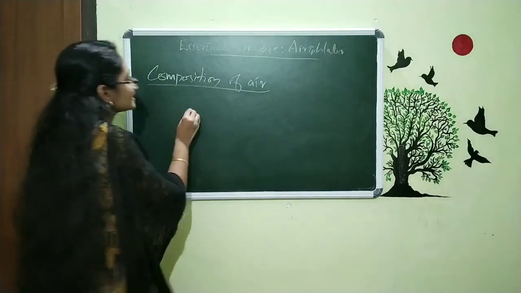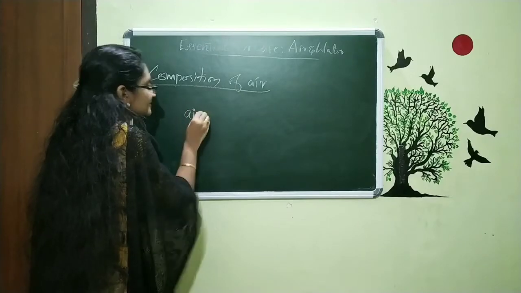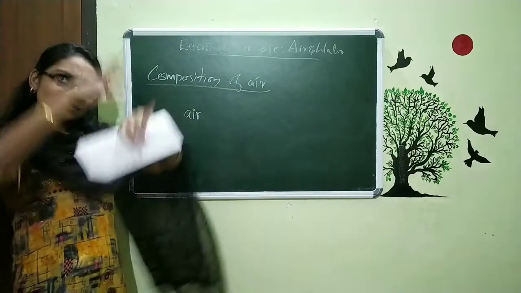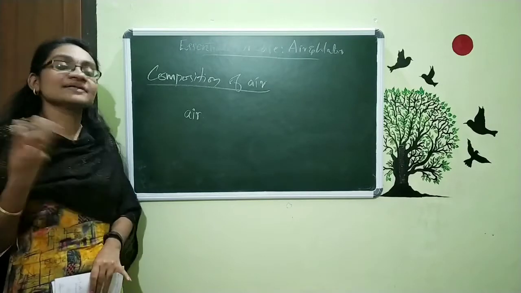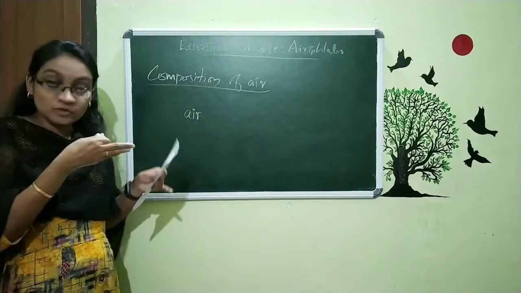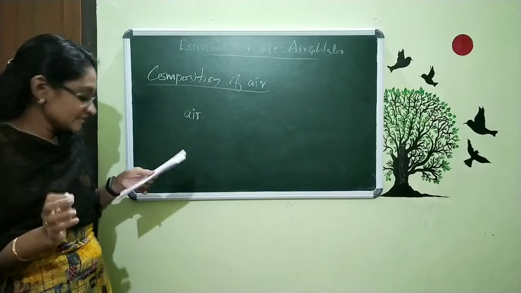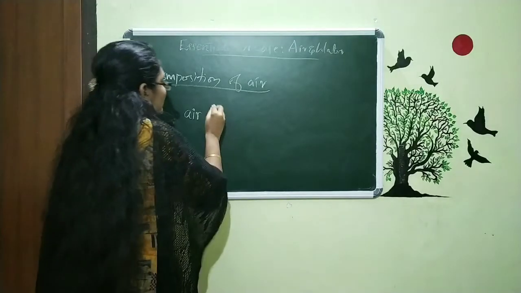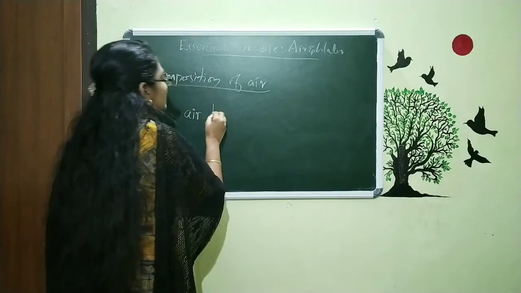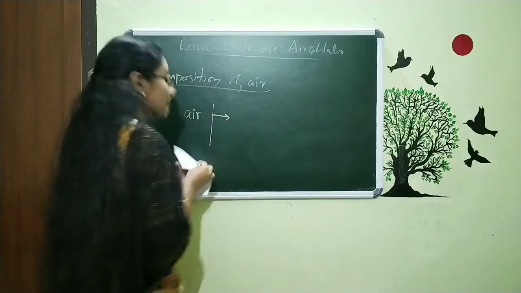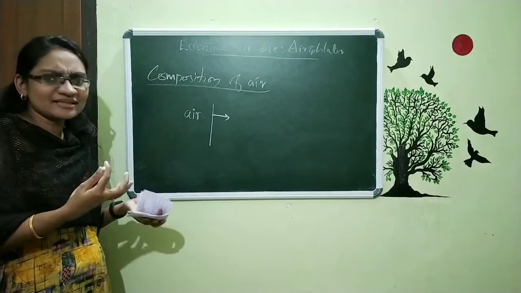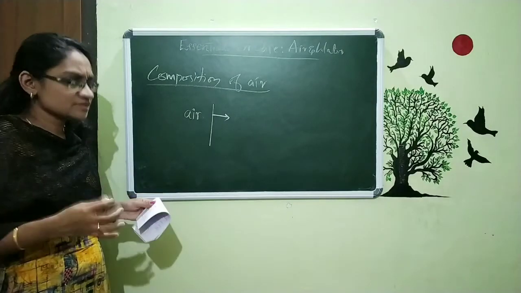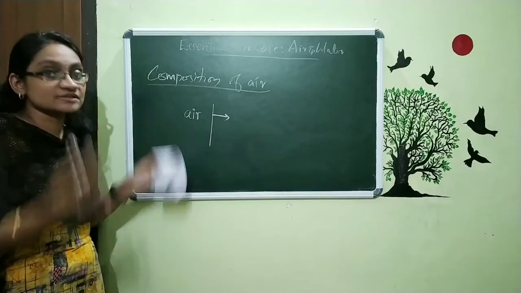That means what is actually present inside this air? We are calling the whole thing air. Now the question is, what is this air? What is included in this air? We are talking about the air within our atmosphere on the earth. For the other planets, it may be different. So we are only focusing on the earth's surface.